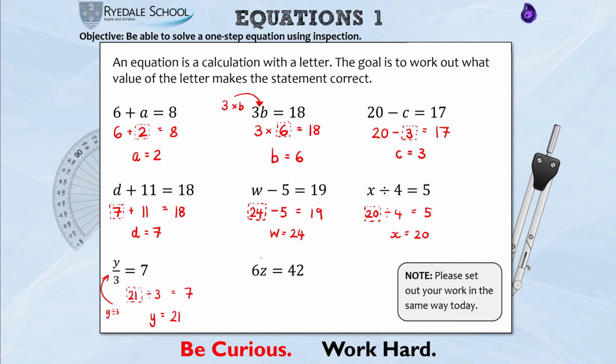Final example, 6Z. So remember again, just like up here, 6Z means 6 times Z. So I'll do a little box. And that equals 42. So 6 times what is 42? It would be 7. So Z equals 7.